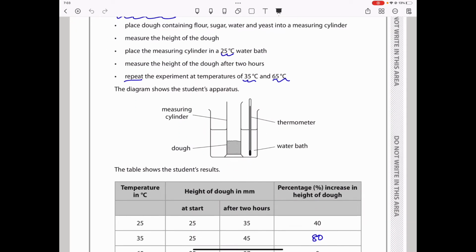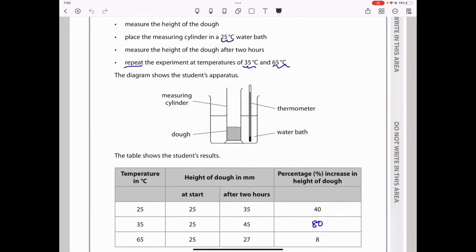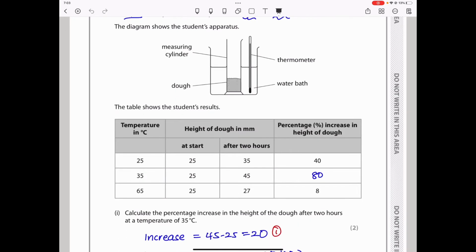So here we have the experimental setup. There is the measuring cylinder, there is the dough, there is the water bath to maintain the temperature, and then the thermometer to ensure that the temperature is as required. So they say the table shows the students' results. So we see the temperature variation, 25, 35, 65, and then the height at the start, they are all at 25. And we can see with the 25, the height is kind of good after 2 hours, but the 35 degree gives us the longest or highest height, while the 65 gives us the least.